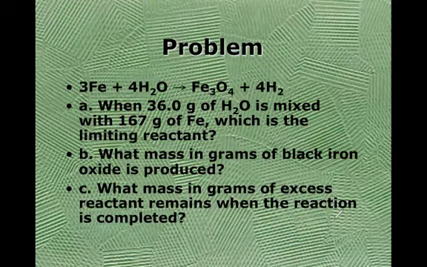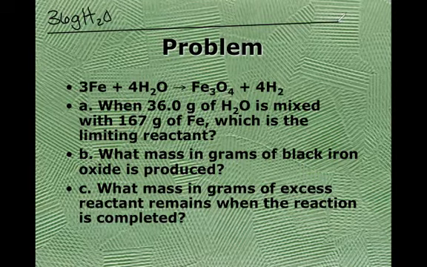And then B, what mass in grams of black iron oxide, so this part right here, Fe3O4, is produced? Do we want to start with the 36 or 167 for this? This time it does matter. Do we react all of the 167? No. So which one's limiting the amount of product produced? The water. So we want to start with your limiting reactant because that's what's limiting the amount. So we want to start with 36 grams of water and convert that into grams of the iron oxide.